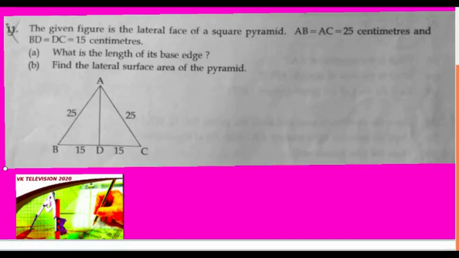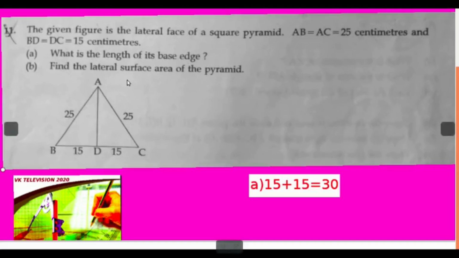11th question. The given figure is the lateral face of a square pyramid. AB is equal to AC is equal to 25 centimeters and BD is equal to DC is equal to 15 centimeters. What is the length of each base edge? Find the lateral surface area of the pyramid. So what is the length of its base edge? This is the base edge, that is BC is equal to 15 plus 15, which is 30. So BC is equal to 30.